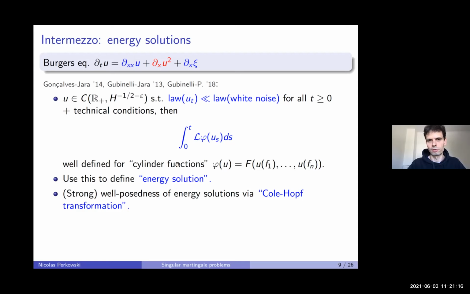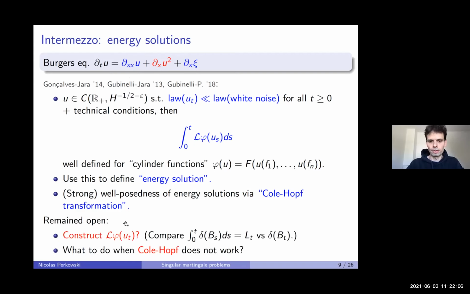And based on that, you can define energy solutions, which is basically like a weak solution to this equation, plus some additional technical conditions mentioned or hinted at above. And the strong well-posedness of such energy solutions we can then prove through the Cole-Hopf transformation. So we can prove a very special, restrictive, but sufficiently general sort of Ito type formula for the solution to this equation. And based on this Ito type formula, we can do a transformation by which we can linearize the equation. And then the linear equation has pathwise uniqueness, and the transformation is invertible, so we can go back and get pathwise uniqueness for this equation. That's the general idea.